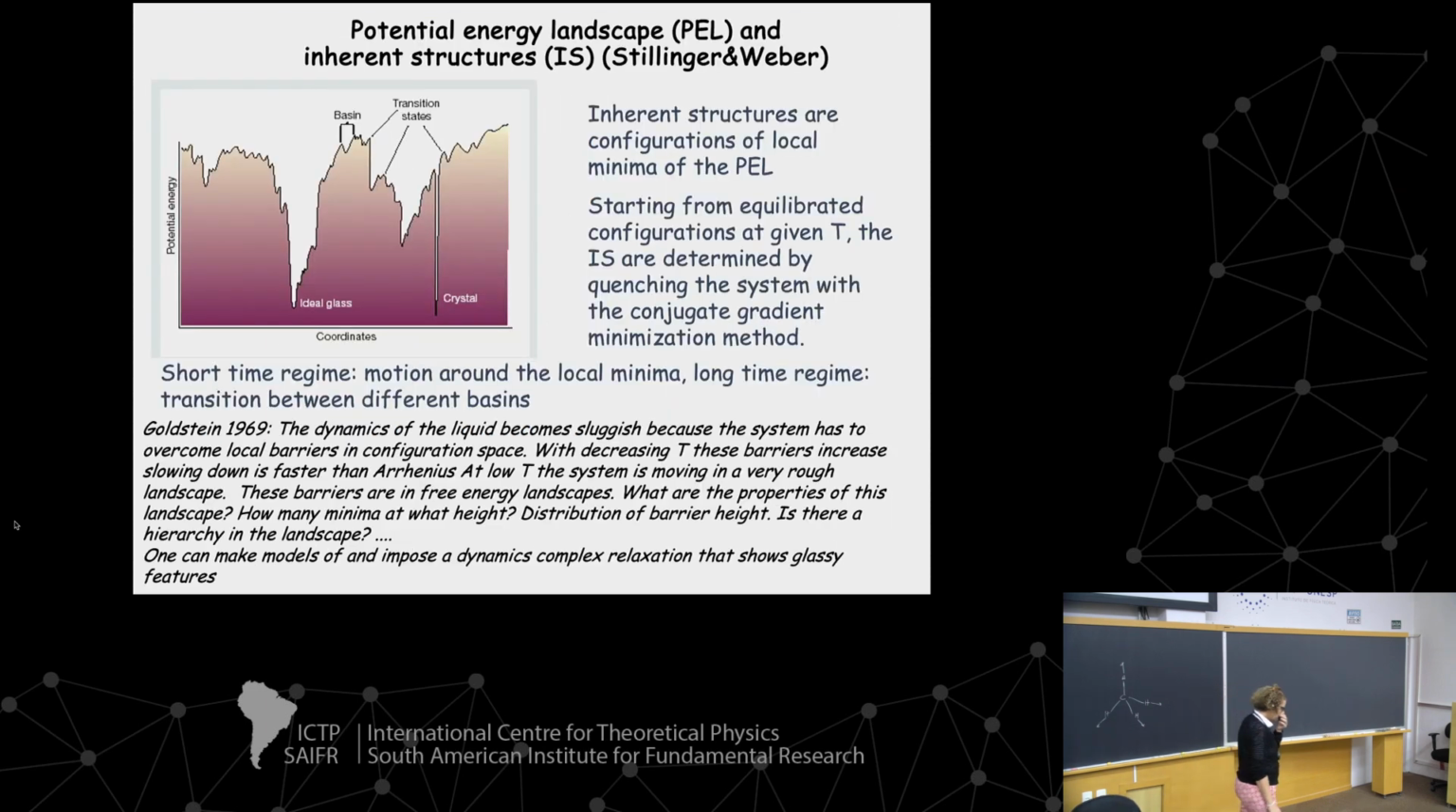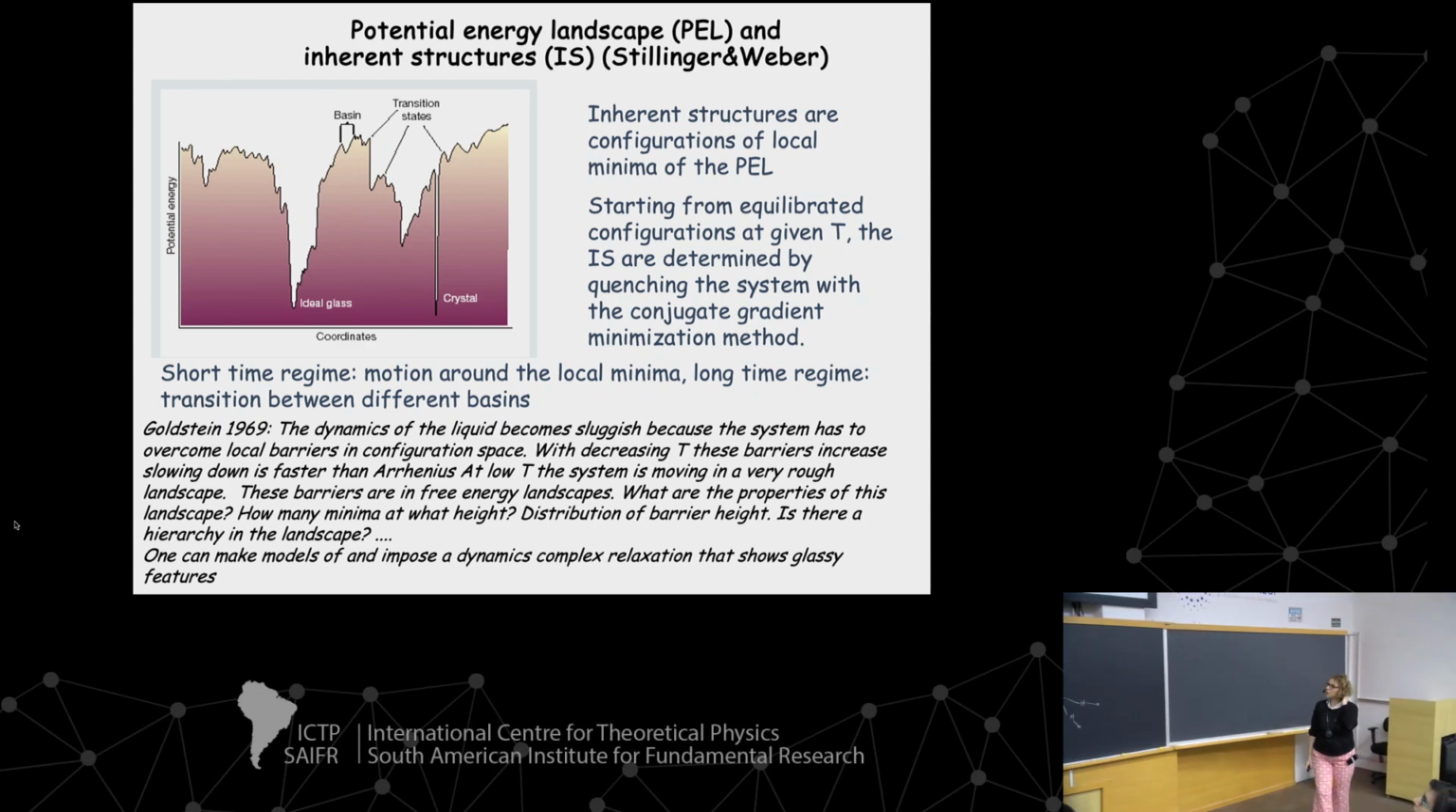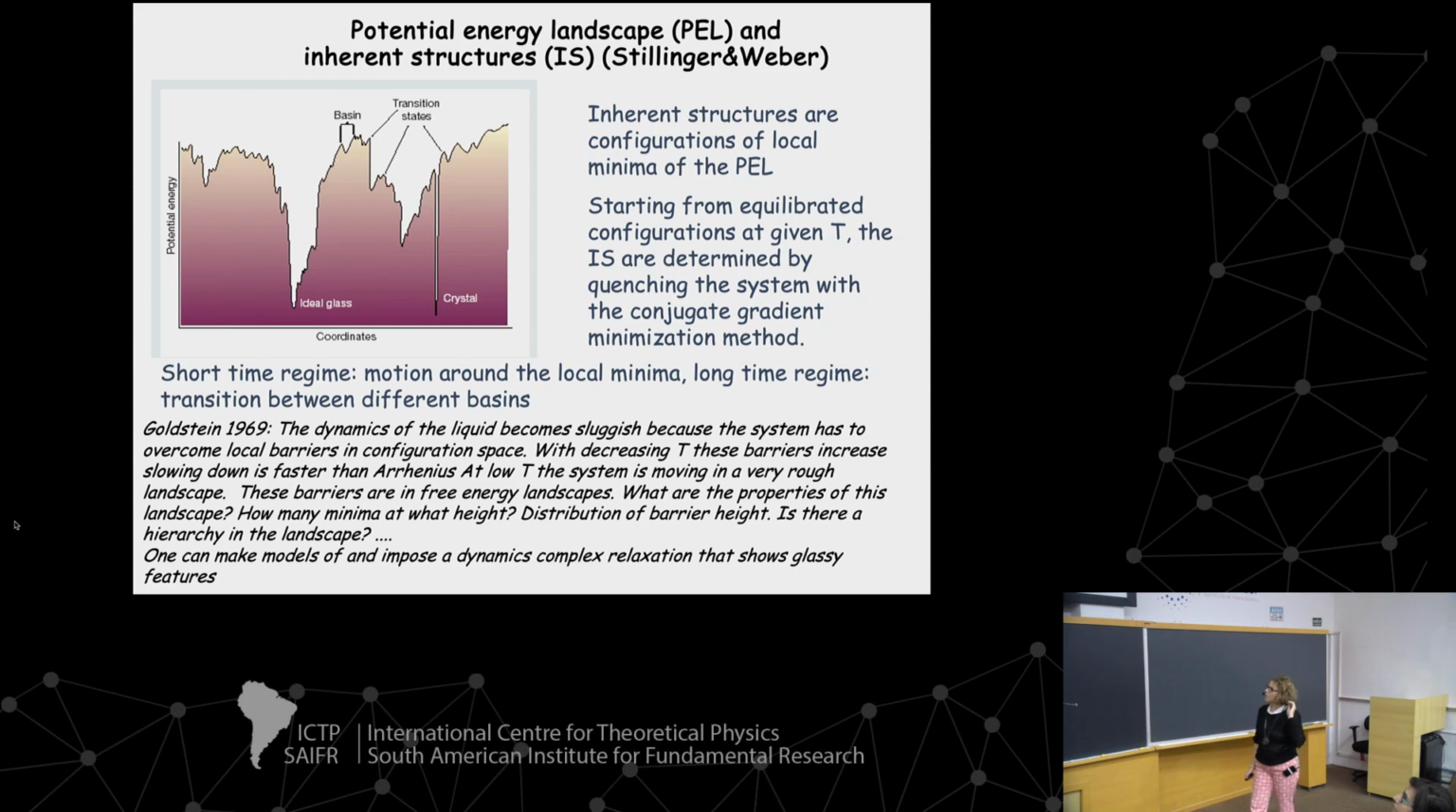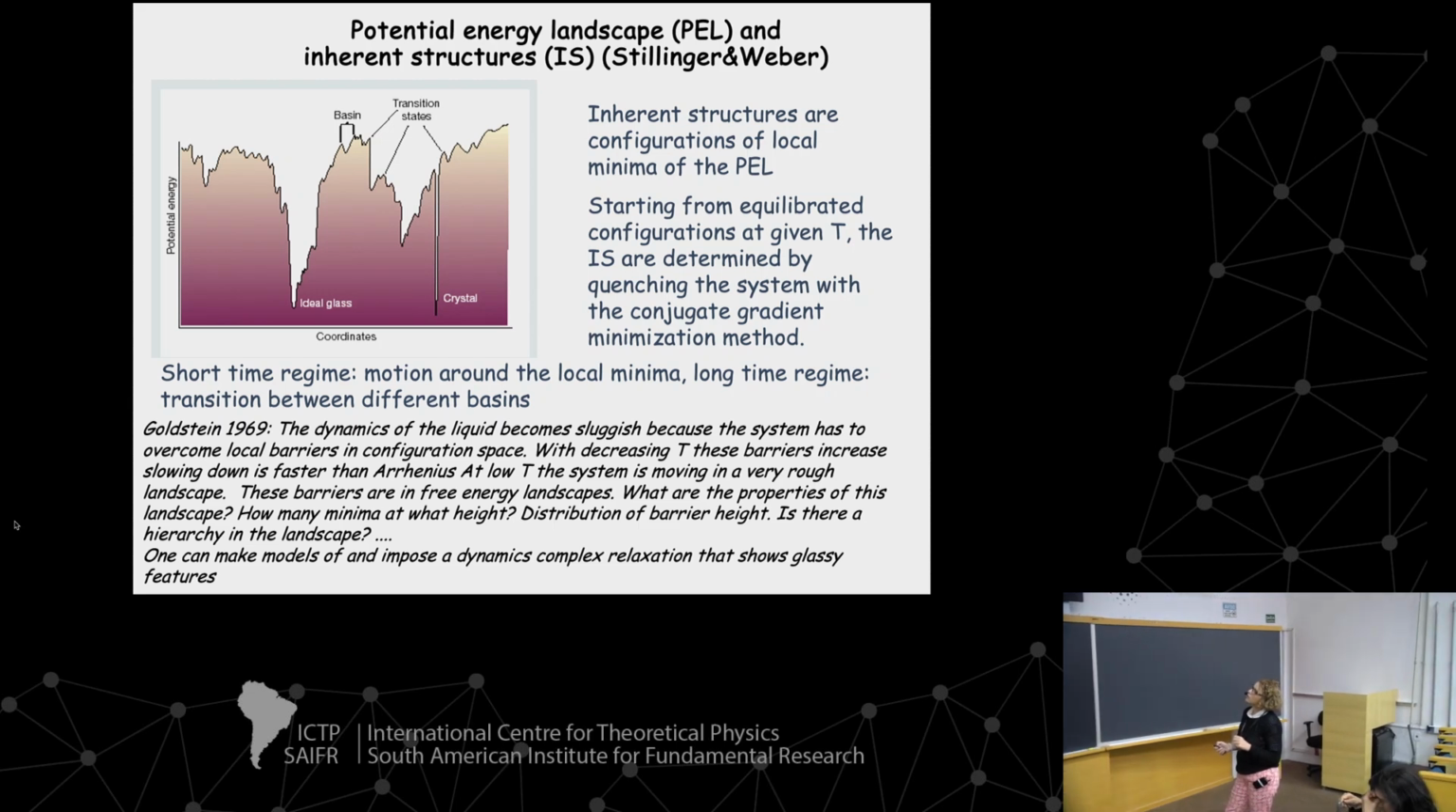Now, I wanted also to tell you something else. You remember that I promised that I would talk about what happens when you start having hopping. So the potential energy landscape and the inherent structure formalism introduced by Stillinger and Weber is what permits you to understand the physics below the mode coupling crossover temperature. What are inherent structures? They are configurations of local minima of the potential energy landscape.